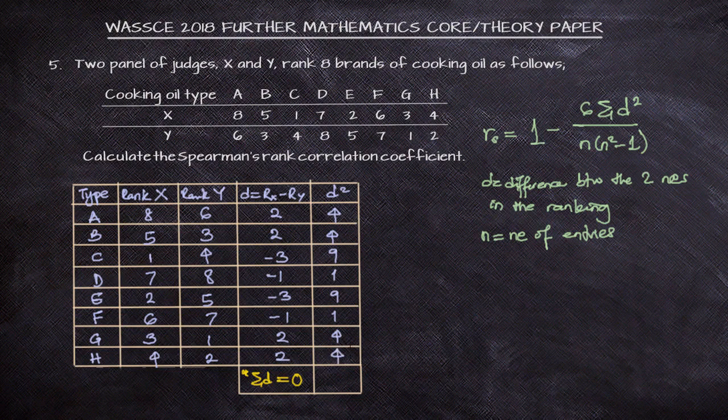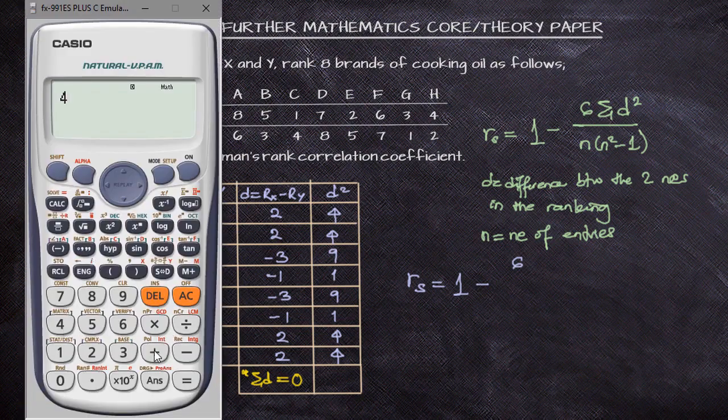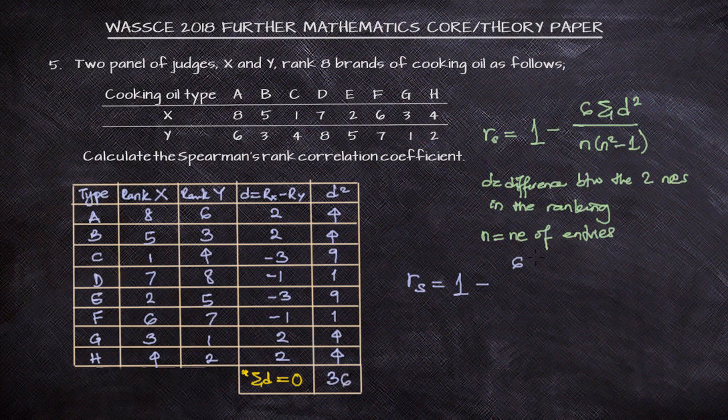And we can go ahead to find D square. The sum of D square, we can also find to input into our equation for the Spearman's rank correlation coefficient. Let's bring in our calculator. We have 4 plus 4 plus 9 plus 1 plus 9 plus 1 plus 4 and plus 4. That's 36. So we have 1 minus 6 multiplied by 36 over n, which is 8. So 8 into 8 square minus 1. That will be 1 minus 6 times 36 over 8 into 8 square, which is 64, 64 minus 1 is 63.